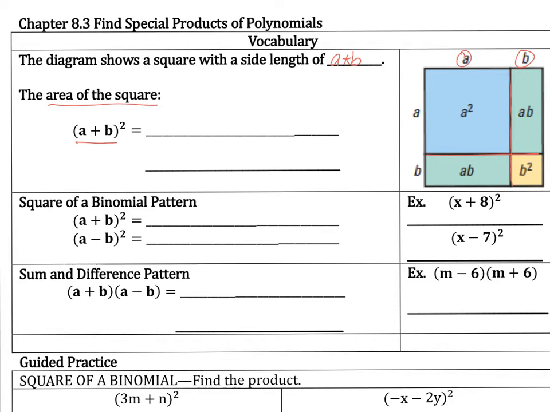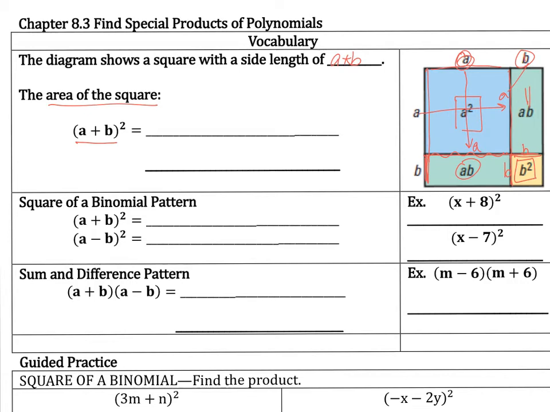One would be this big square here, so the area would just be a times a, and the other small square would be b times b, which is b squared. And we would get 2 rectangles that are the same. So the length of this rectangle is a, and the width will be b, a times b. And the same goes for the other one. A times b makes ab.